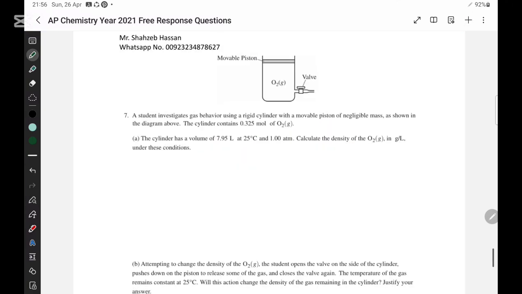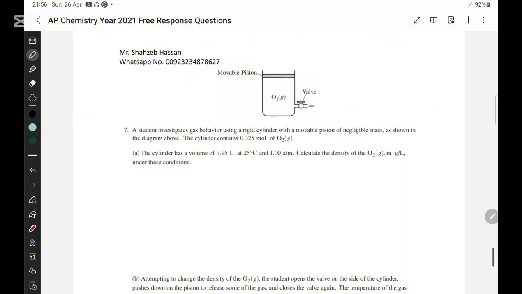So in this question they are saying that there is a movable piston at the top and there is oxygen gas present there. There is a valve. A student investigates gas behavior using a rigid cylinder with a movable piston of negligible mass as shown in the diagram above. The cylinder contains 0.325 mole of oxygen gas, and the cylinder has a volume of 7.95 liters, at 25 degrees Celsius and 1 atm. Calculate the density.